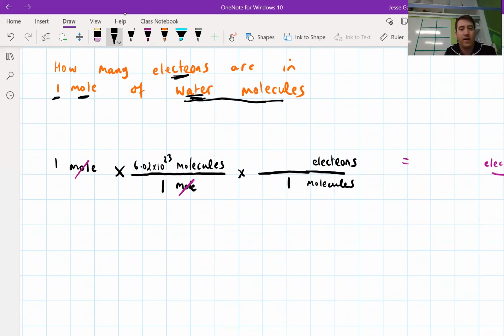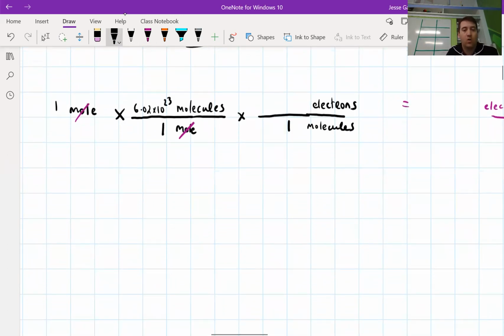Well, then I need to do some rough work again, because here I've got water. Water has 3 atoms in it. It's got H, H and O, 2 H's and an O. So if I go to my periodic table, I see the atomic number of hydrogen is 1. That means it's got 1 proton and 1 electron. The second hydrogen is the same, so it also has 1 electron. And the oxygen, I look it up, its atomic number is 8. So that means it's got 8 protons, and therefore 8 electrons.